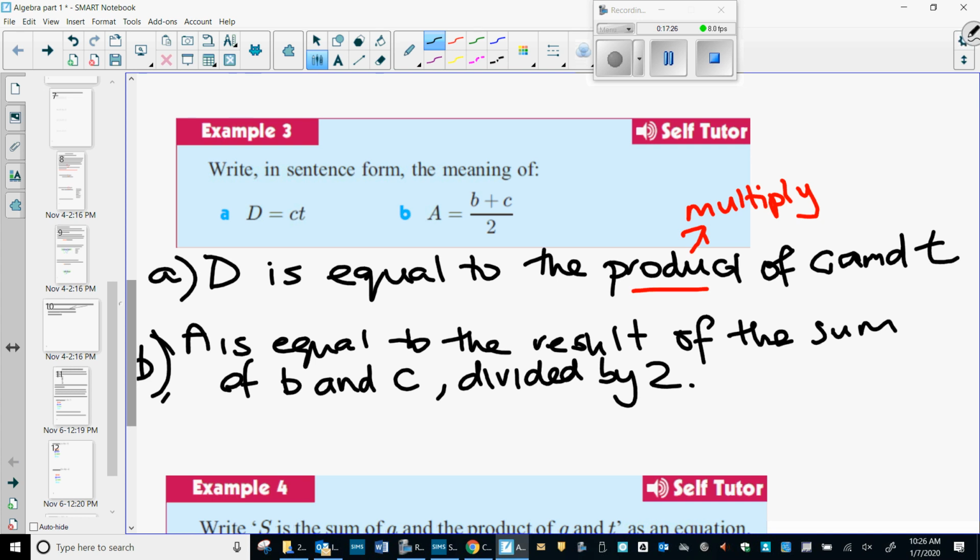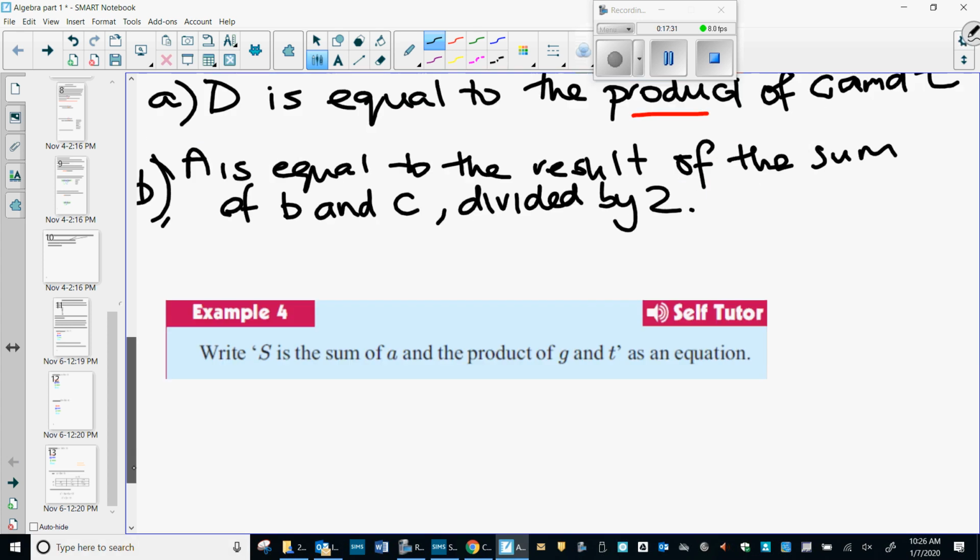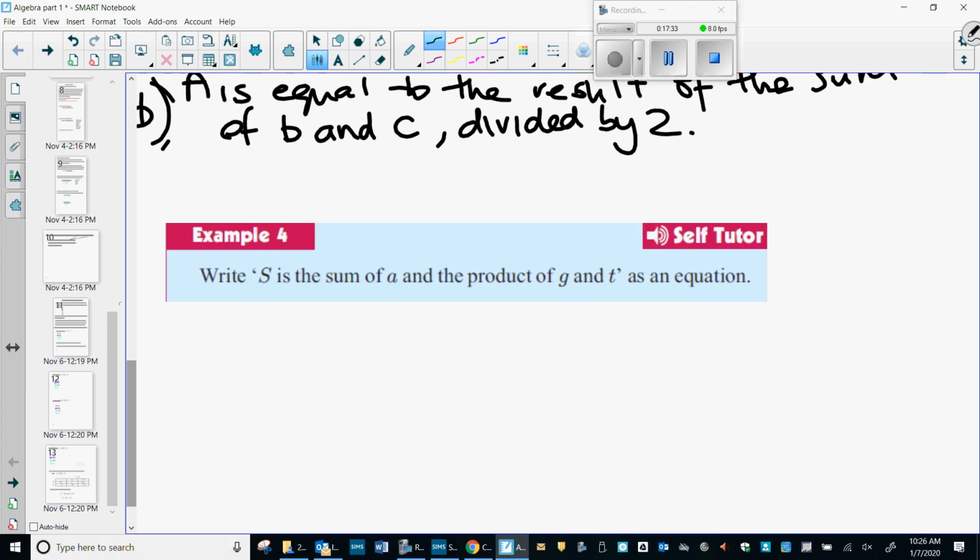So square and cube are the only two fancy ones. Right, S is the sum of A and the product of G and T, as an equation. Okay, so we've got an equation here, so we know this involves an equal sign, and because we've said S is the sum, we've got S is equal to. So we need to do the sum of A and the product of G and T.